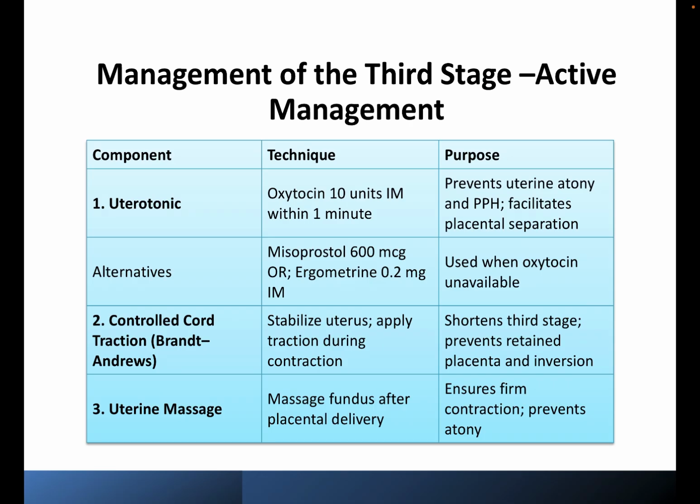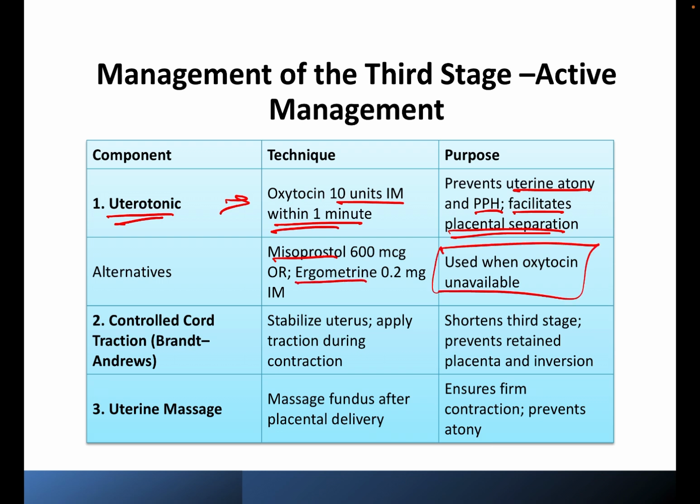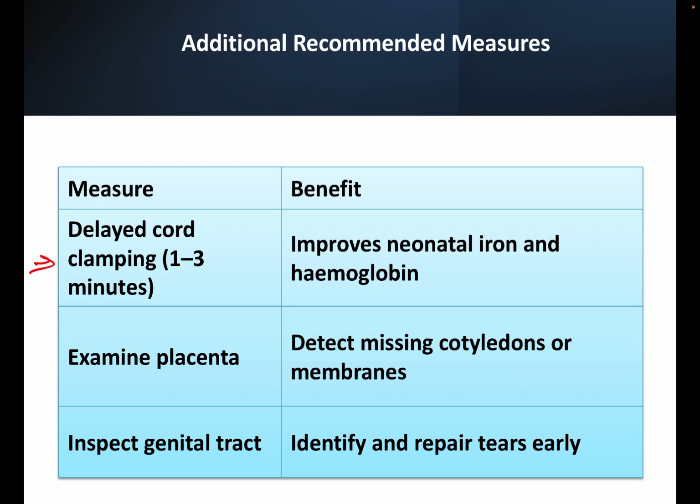So to summarize, in uterotonic, oxytocin is given 10 units IM within 1 minute. It prevents uterine atony, PPH, and facilitates placental separation. Alternatives are misoprostol and ergometrine, and used only when oxytocin is unavailable. Controlled cord traction stabilizes uterus, upward traction during contraction, shortens third stage, prevents retained placenta and inversion. Uterine massage of the fundus after placental delivery ensures firm contraction and prevents atony. Delayed cord clamping for 1 to 3 minutes improves the neonatal iron and hemoglobin.